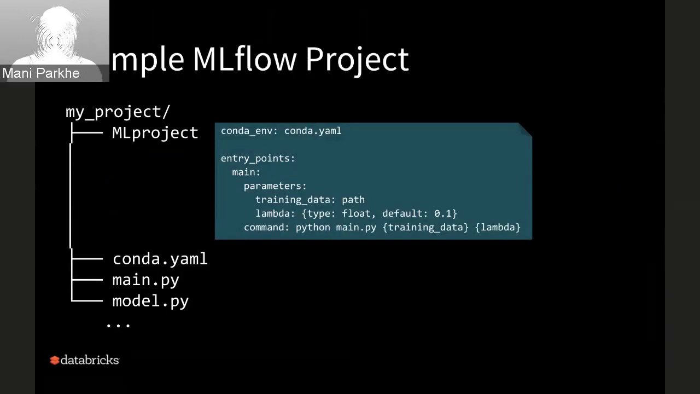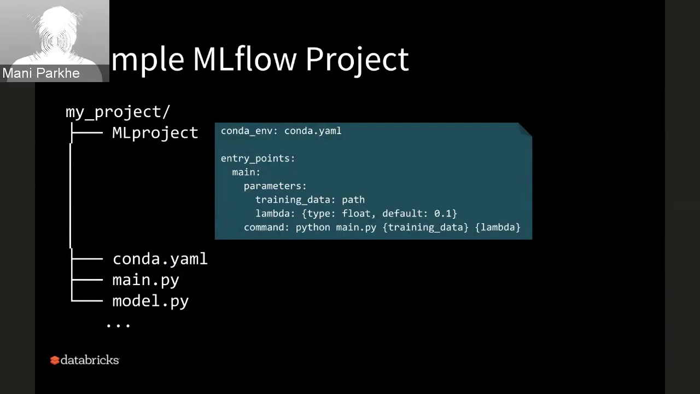And if you look at the file, here's an example of a very small version of the file. Right off the bat, it tells you that it needs a conda environment, right? So this is the conda environment that the data scientists use to train their model. And the conda is a YAML file that is included within that directory structure. And then if you look at the next thing, it talks about one entry point, a main entry point for being able to run this project.